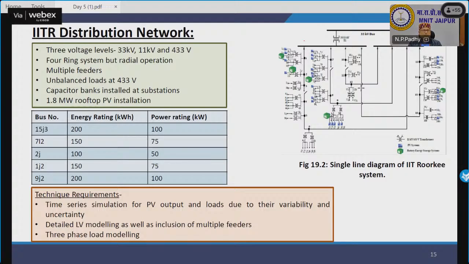So time series simulation for PV output and loads, due to their variability and uncertainty. Detailed LV modeling as well as inclusion of multiple features. Three-phase load modeling, which is an important aspect. So if I would have taken the IIT Roorkee system and carried out single-phase load flow, probably we would not have produced any IEEE Transactions papers. Okay. So when we made it a three-phase load flow, people appreciated. Then we went for a practical case study, and people further appreciated.